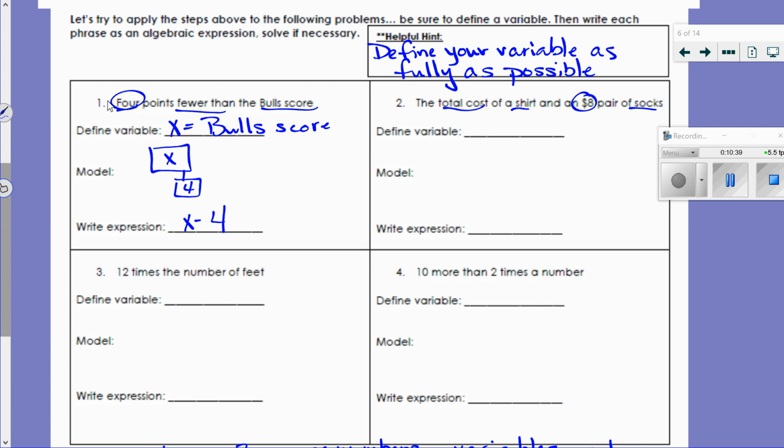This one is a little misleading because total cost kind of sounds like it's something you're solving for, but it's not. That's just telling you the operation I need. So I'm going to find the total cost of something. What am I going to do? Add. So what is it that I don't actually know in this case? Good. So what variable do you want to use for that?